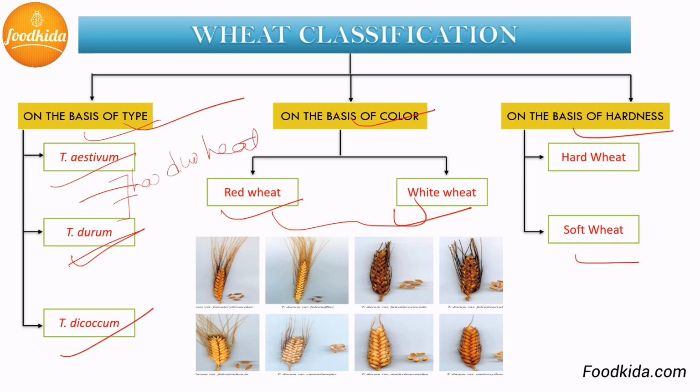Now the Triticum dicoccum, also known as soft wheat, as it contains a lower amount of protein. It is used in the production of such products where typical texture and strength is not required, such as biscuits, cakes and pastries. So this is all about the wheat classification.